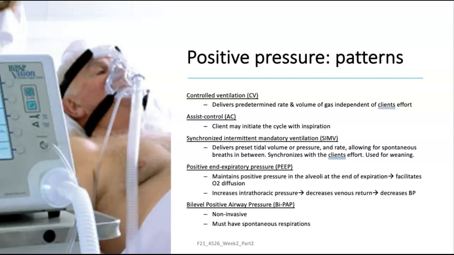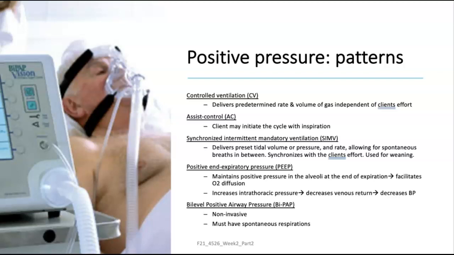The patient receives the preset oxygen during the spontaneous breaths, but self-regulates the rate and volume of those breaths. So it's actually starting to take more of the work of breathing away from the ventilator and giving it back to the patient. Often this is used for weaning, to see if the patient can actually breathe on their own and are they supporting themselves with enough respiratory rate and enough volume.